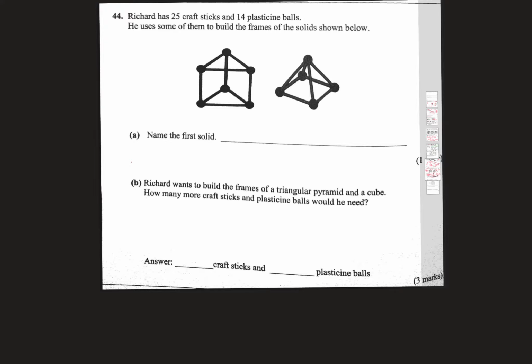So in this question, let us read. Number 44. Richard has 25 craft sticks and 14 plasticine balls. I want you to imagine going into your favorite bookstore, like potentially Mohammed's by Teddy Shopping Center. I'm sure they have this. And they have plasticine balls, and you use those plasticine balls as joints to join those craft sticks together. He uses some of them to build the frames of the solids shown below.